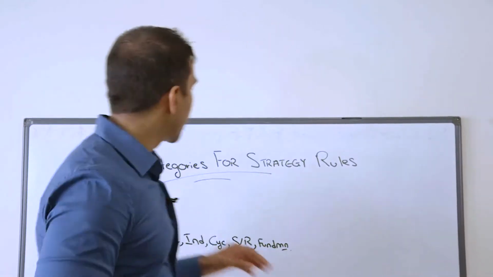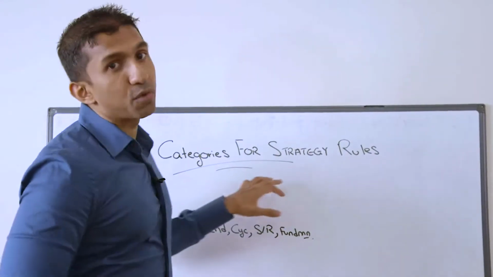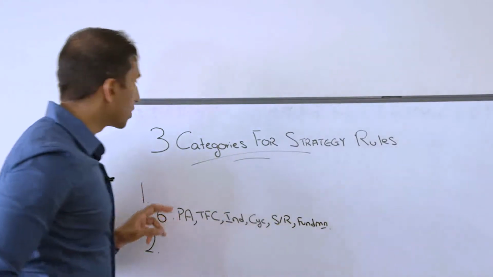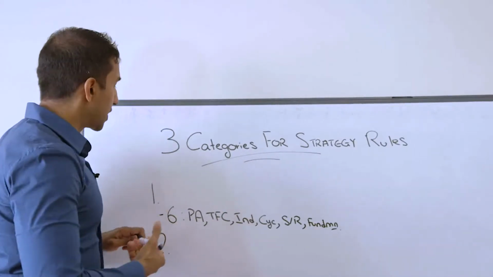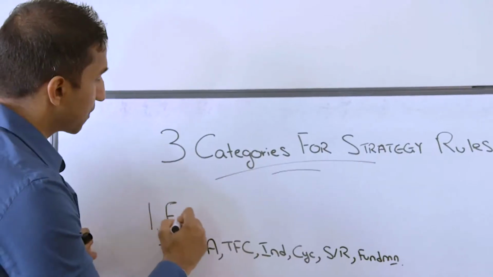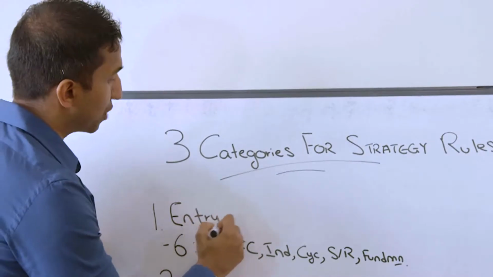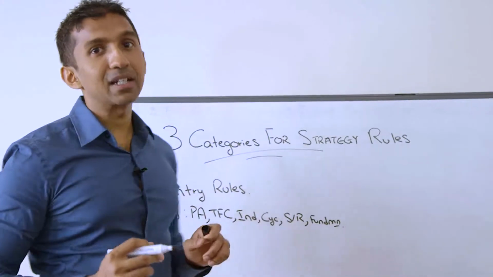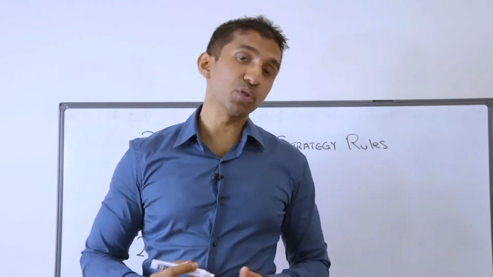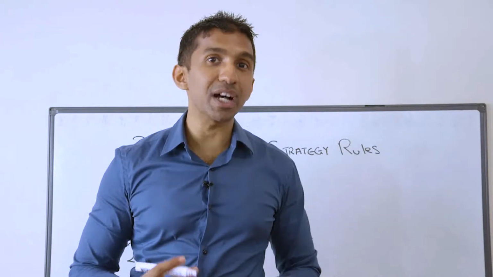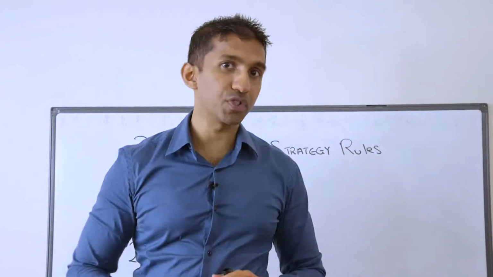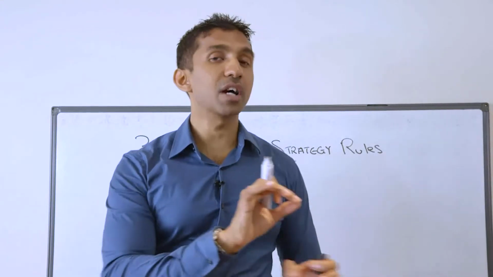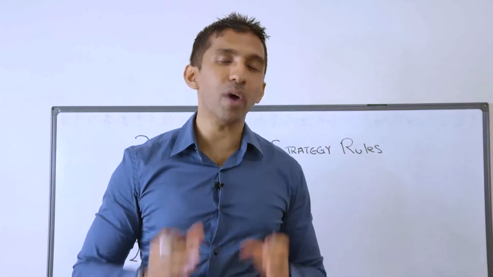So let's take a look at what these 3 categories are for strategy rules. And mainly, let's take a look at the first one, which is your entry rules. That will tie in with how your trade setup should look like, and when you should actually enter a trade. Because the last thing that you want to do, traders, is to enter a trade just out of emotional impulse. Once you enter a trade by emotional impulse, when you come out of it, you'll be like, oh my God, why did I do that?